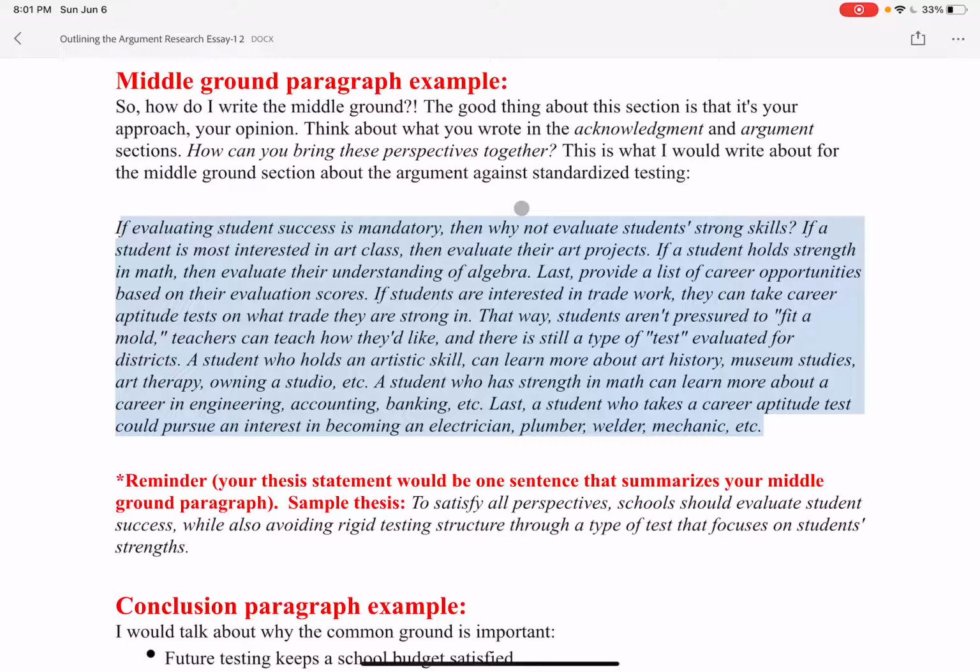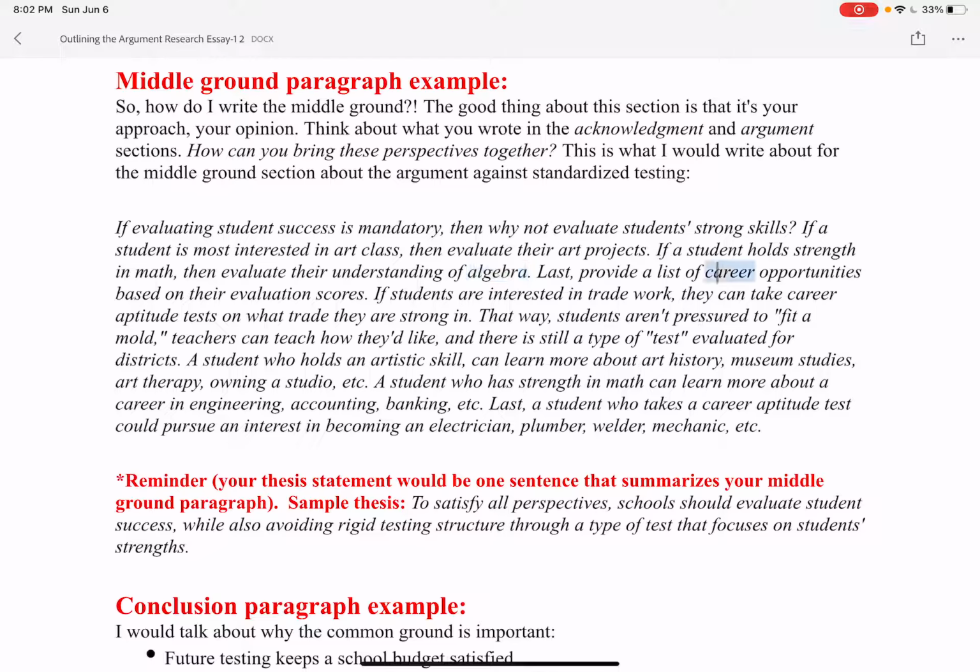Basically, to summarize, I'd say that, you know what, if we need to evaluate something, if the districts need something to measure or they need something to evaluate the students on, why don't we evaluate what their strong skills are? Meaning, if a student is interested in art, then evaluate their art projects. If a student is good in math, evaluate their understanding of algebra and any other type of geometry or trigonometry subjects. Or if a student excels in other types of skills as well.